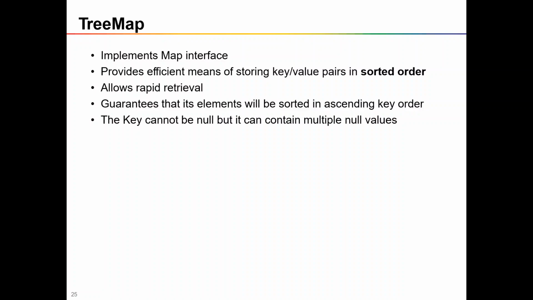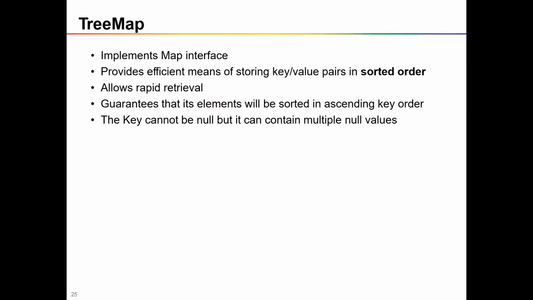Regarding tree map, it provides an additional facility. It will simply sort your entire collection based on the key, so all the keys are sorted in ascending order, and it allows rapid retrieval. If you are performing a lot of fetching or get operations on the given collection, you can preferably go with the tree map, and all the elements are sorted in ascending order. Here also the key cannot be null.